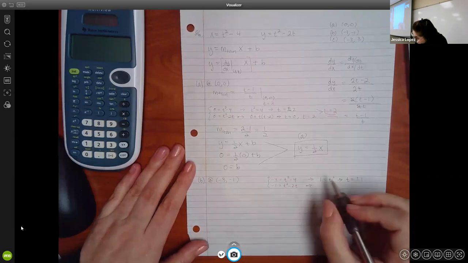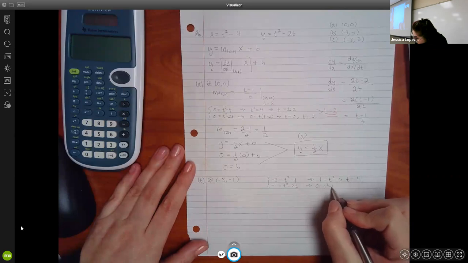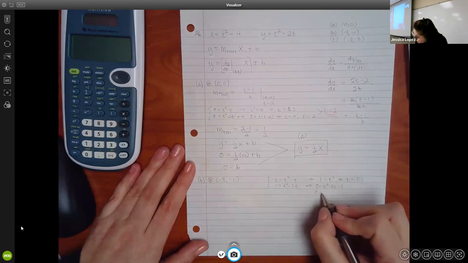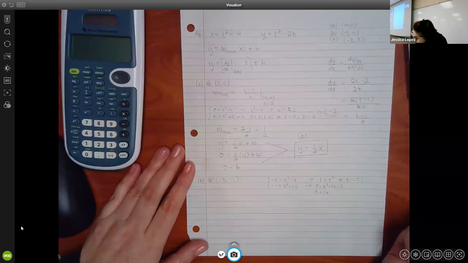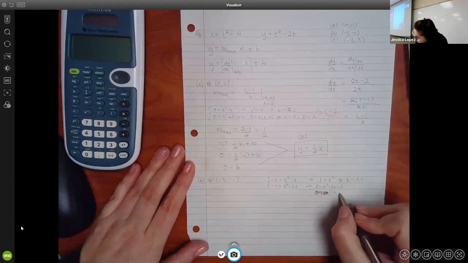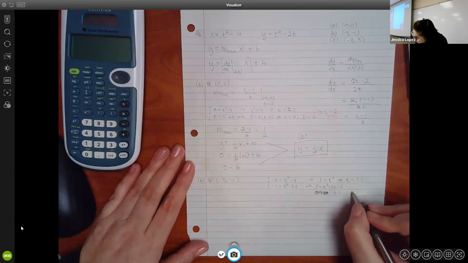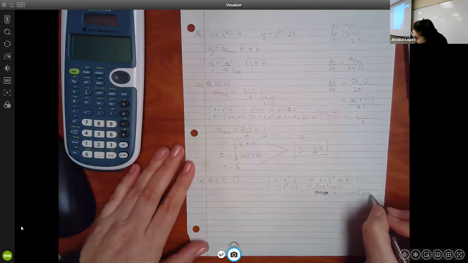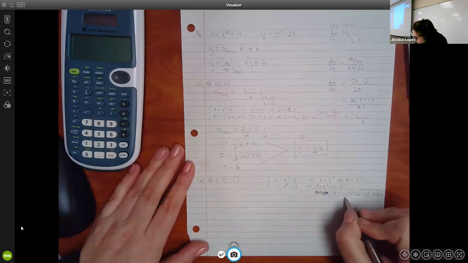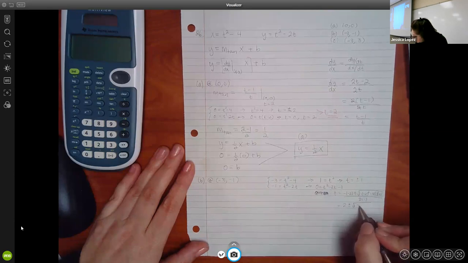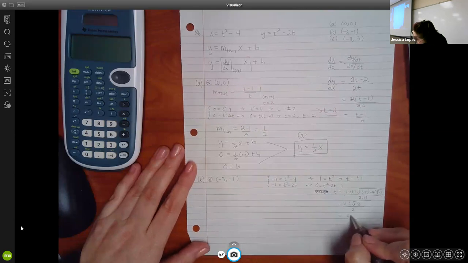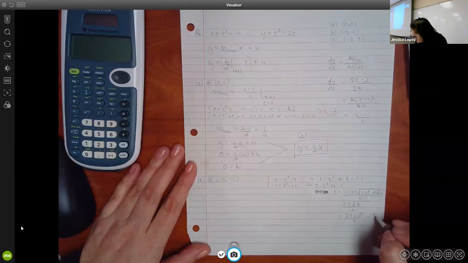Here, if I move the 1 over, I will get 0 equals t squared minus 2t minus 1. You could use the quadratic formula, but I'd rather factor it. Actually, I don't think you can factor it, can you? Nope. So we have to use the quadratic formula. So I get 2 plus or minus the square root of 4 plus 4, which is 8, over 2. You could type this in your calculator. It'll simplify it for you. But it should tell you it's 1 plus or minus the square root of 2.